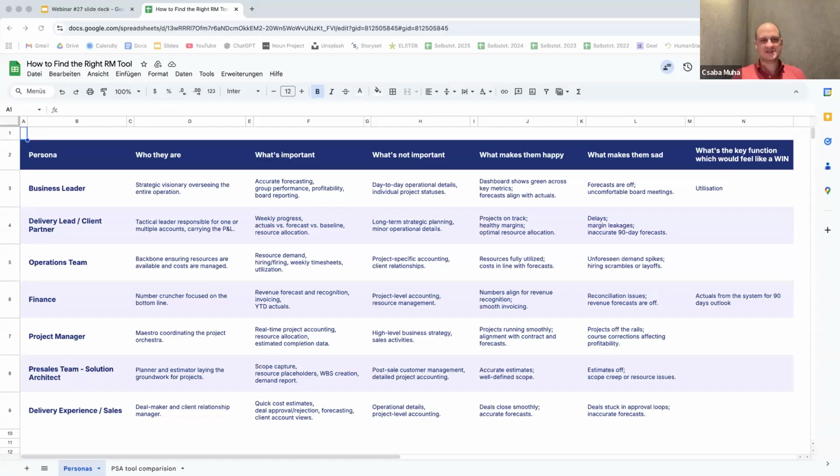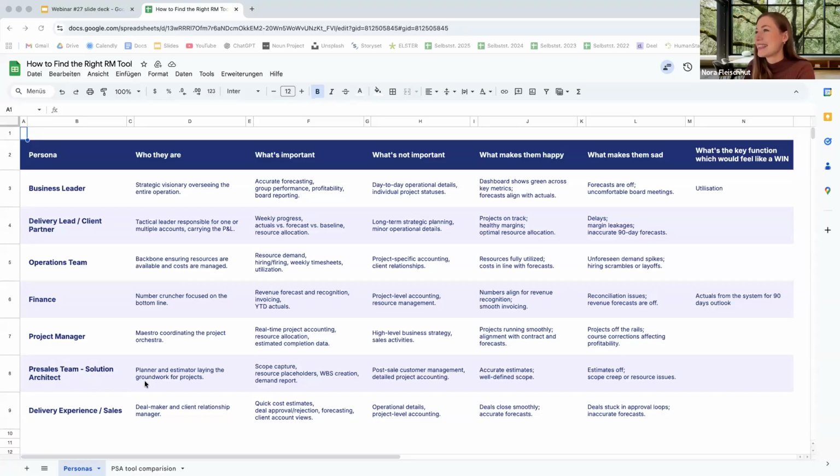Yes, this is a persona analysis. It's usually part of any kind of postgrad strategy; in one shape or form it comes up. But what I like to highlight is that sometimes it's more important to focus on what we don't want rather than what we want, because it's very easy to say, just looking at column F, what do we want? Accurate forecasting. Of course, everyone wants accurate forecasting, right?